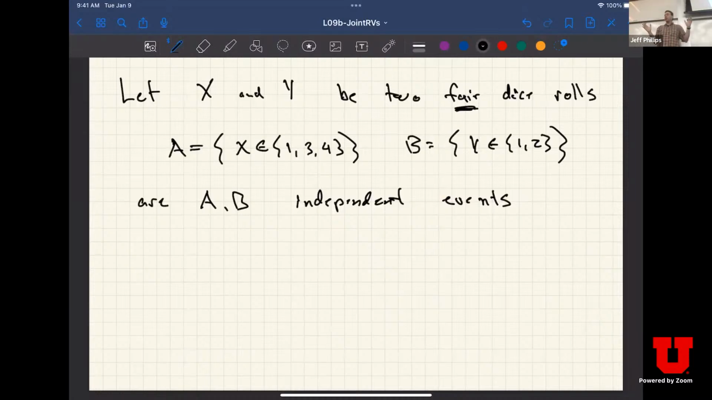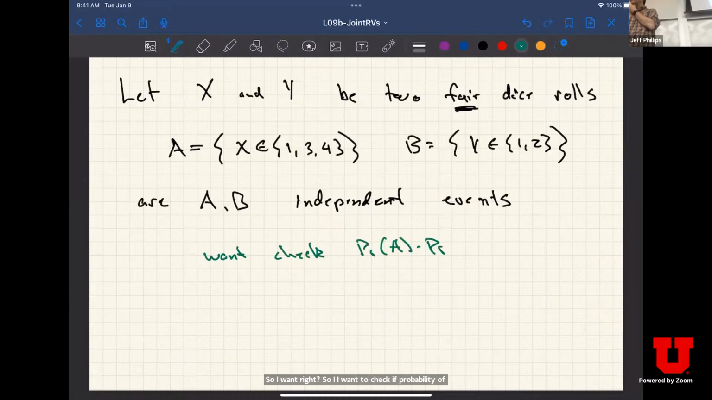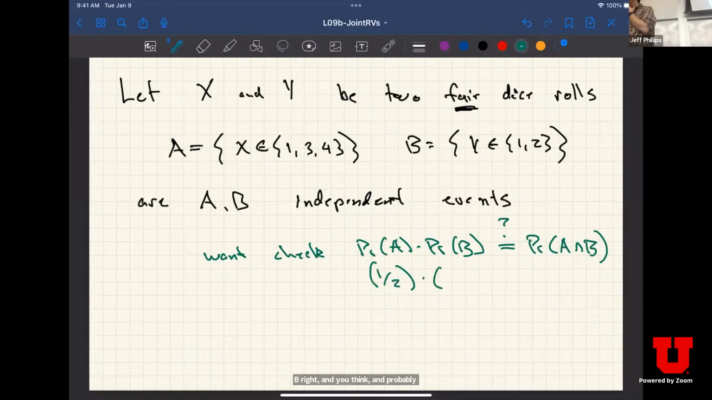Right, so one way of doing this is to write down the probabilities of the two events. For A, that happens 1/2 of the time. B is 1/3 of the time. But then to verify, I need to calculate the joint probability. I want to check if probability of A times probability of B is equal to probability of A intersection B. Probability A is 1/2, and probability B is 1/3. So how would I check probability of A intersection B?